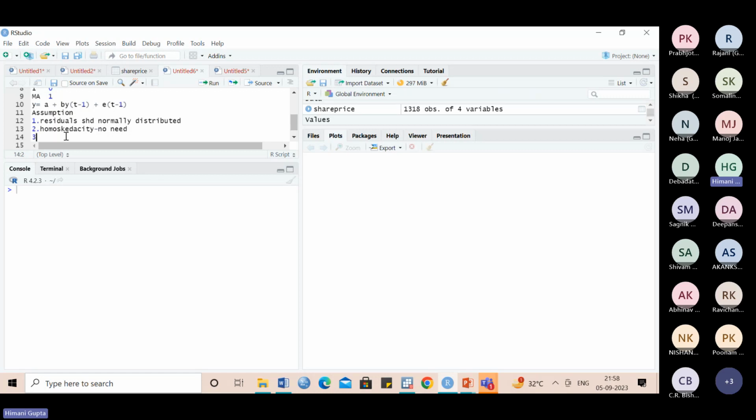Now, third assumption. What was my third assumption? Autocorrelation. There should be no autocorrelation. No autocorrelation is related to your error term. This we are going to check. Fourth.